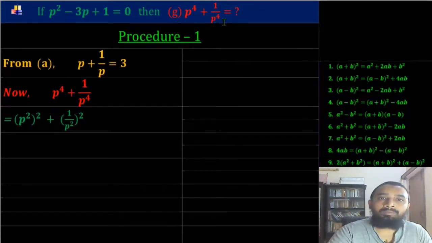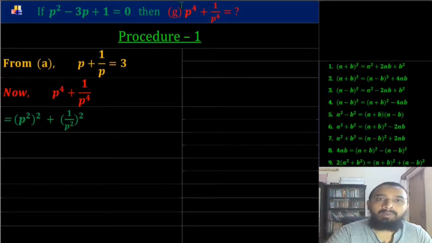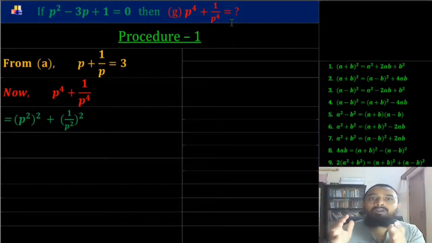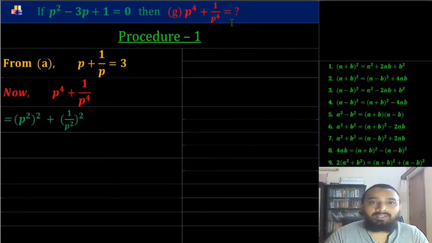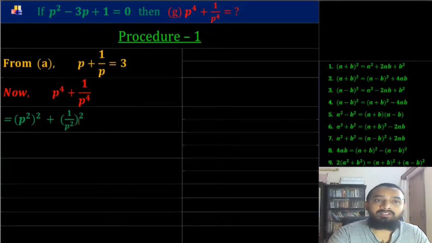As you can see, procedure 1, procedure 2. For p to the power 4 plus 1 by p to the power 4, we discussed earlier that whenever we have index 4, we need to reduce it to second order, that is, index 2. So we can write p to the power 4 as p square whole square, and instead of 1 by p to the power 4, 1 by p square whole square.